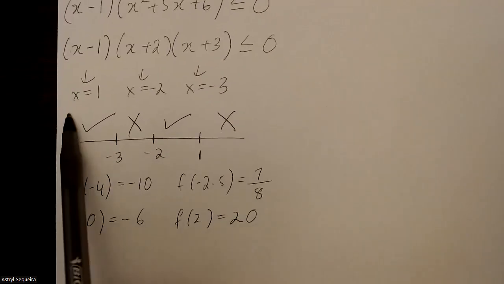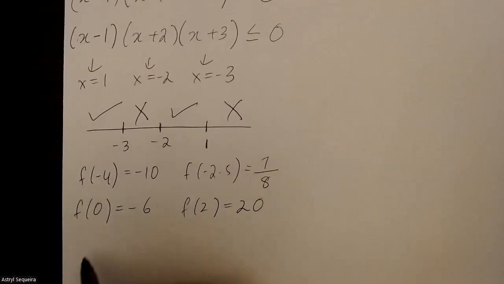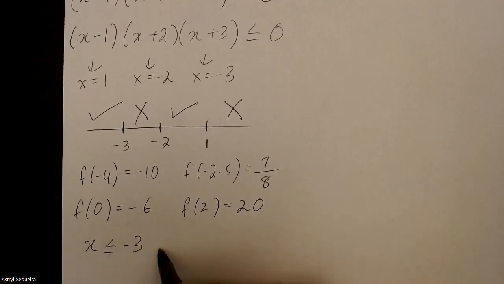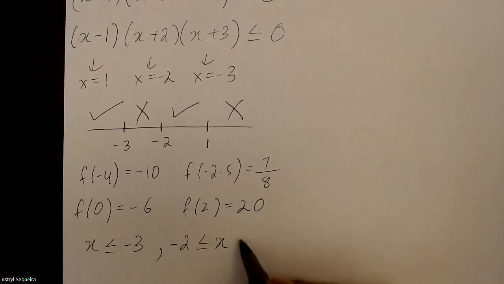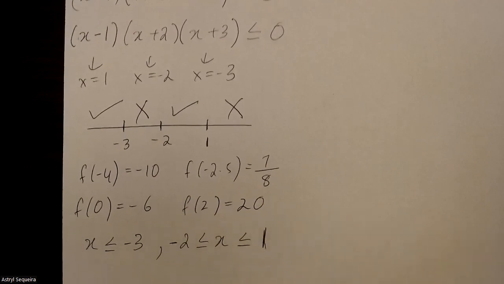So in this question, I have two ranges of solutions. The first range is x is less than or equal to negative 3. And the second range is x is between negative 2 and positive 1.